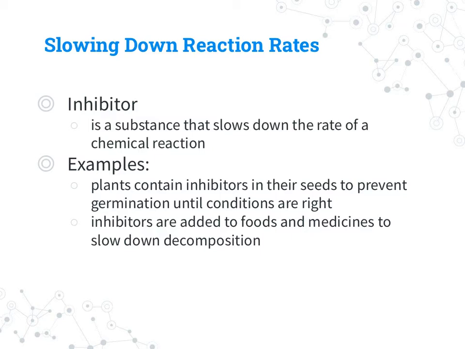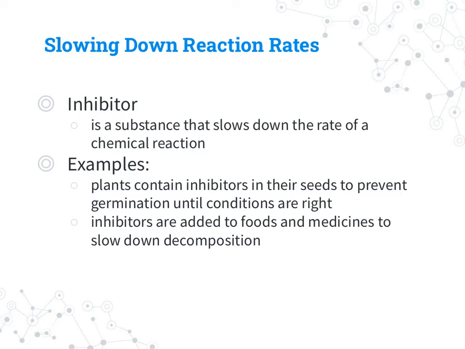However, there are times that we want to slow down reaction rates. So we use what's called an inhibitor. It's a substance that slows down the rate of a chemical reaction. So plants contain inhibitors in their seeds to prevent the germination until the conditions are right. So a seed will not grow until it has light and warmth and water. Because if a seed starts to sprout without one of those, the seed will die and the plant will never reproduce. Inhibitors are also added to food and medicines to slow down decomposition.